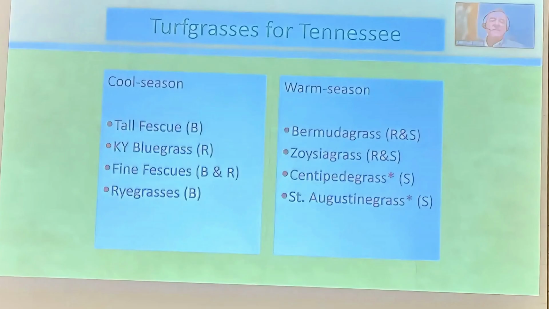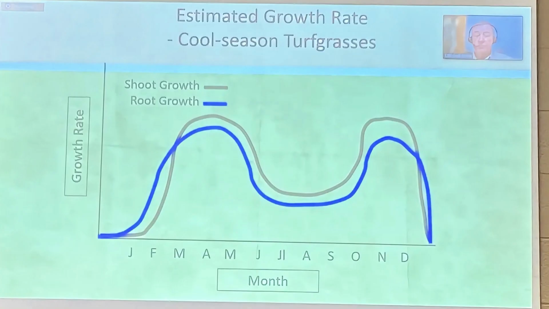So, turf grasses for Tennessee: there's cool season, which is tall fescue, Kentucky bluegrass, fine fescue, and ryegrass. And then warm season, we have Bermuda grass, Zoysia grass, centipede grass, and St. Augustine grass. In this diagram here, you can see it's cool season turf grass.